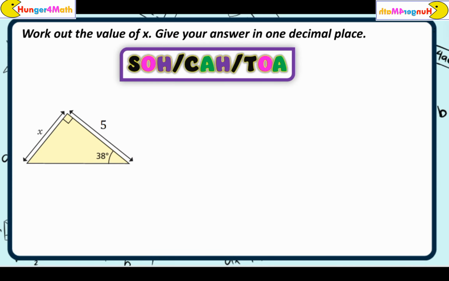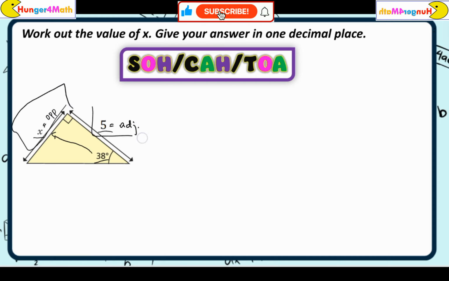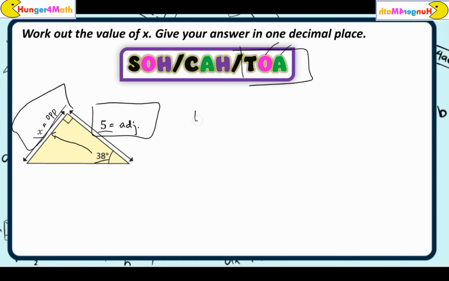For this right angle triangle, we have x, 5, and 38 degrees. Now let's name these sides. The opposite of the given angle, 38 degrees, is the x, and we will name this side as the opposite. And the 5 here is the adjacent. Now it's opposite and adjacent, so we're going to use tangent. So TOA is tangent theta is equal to opposite over adjacent.